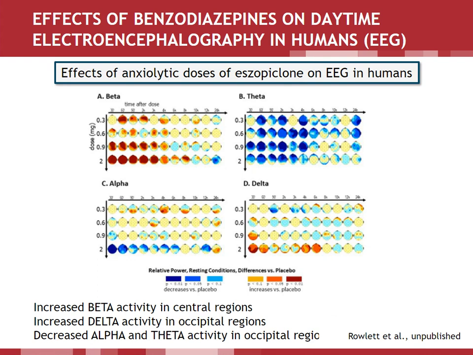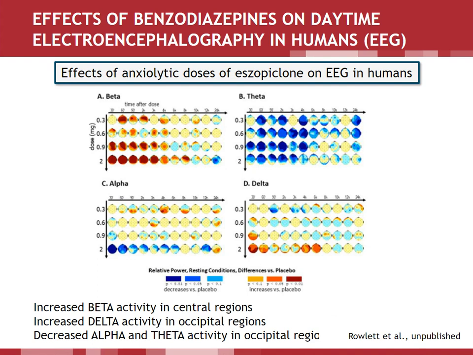As you can also see in this figure, benzodiazepine-induced changes in the EEG spectral power activity seem to follow a topographic distribution. So for example, beta band activity increases preferentially in central brain regions, particularly at lower doses, while increased delta activity is observed primarily in occipital brain regions. Also, studies have pointed to decreased alpha and theta activity in occipital brain regions, as can also be seen here in this study in humans.